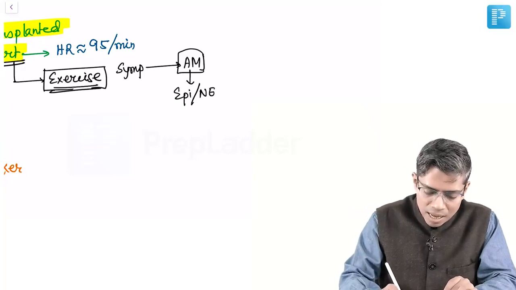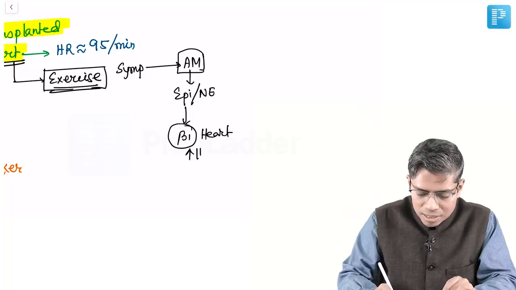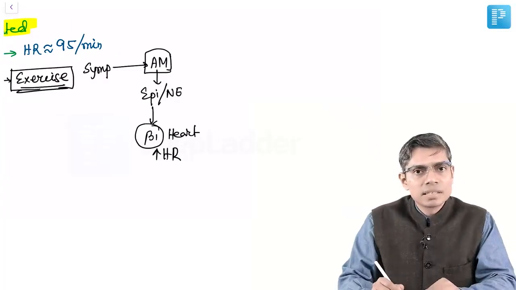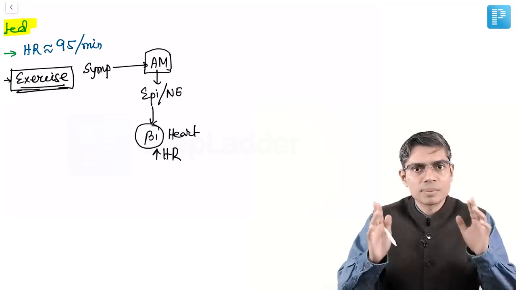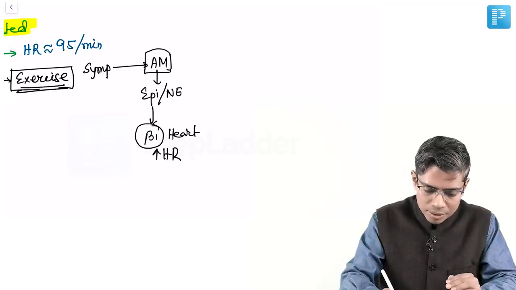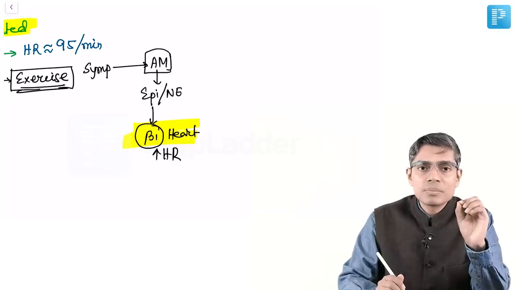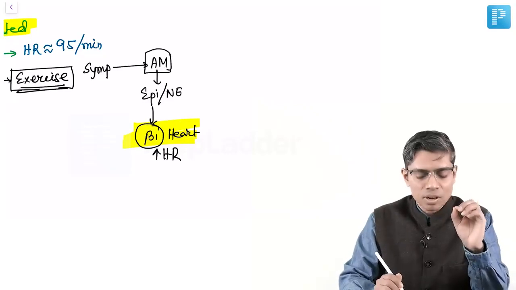Now this epinephrine and norepinephrine is going to act on the beta 1 receptor of the heart, and because of this there will be an increase in heart rate. So you must be thinking, beta 1 receptor, why is it not disconnected? Remember, you have only disconnected the sympathetic and parasympathetic system of the heart, but the receptors are present on the cell membrane. It is still there. So this receptor can be stimulated if there is presence of circulating epinephrine and norepinephrine.